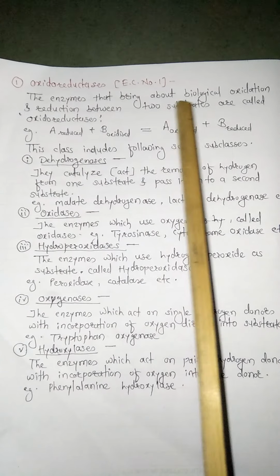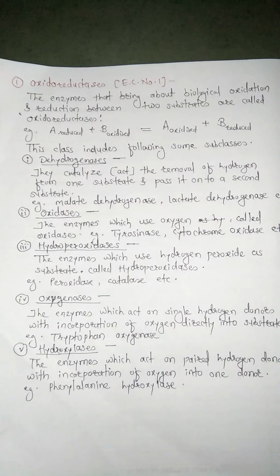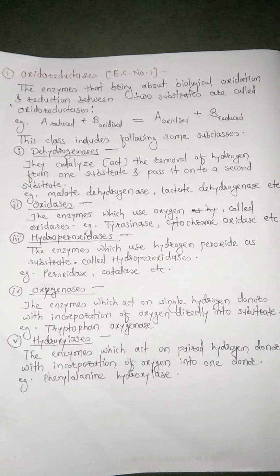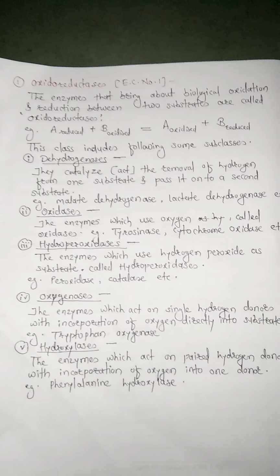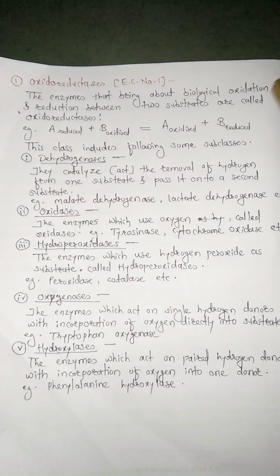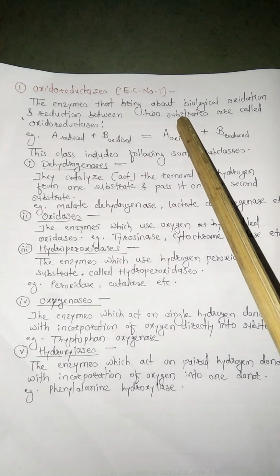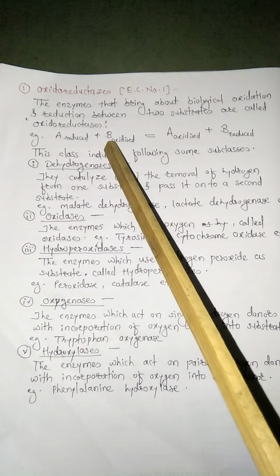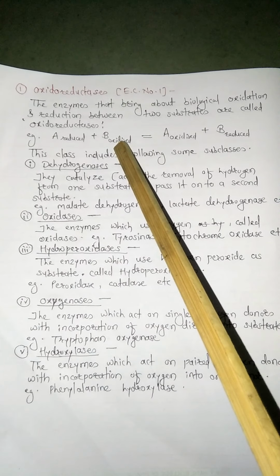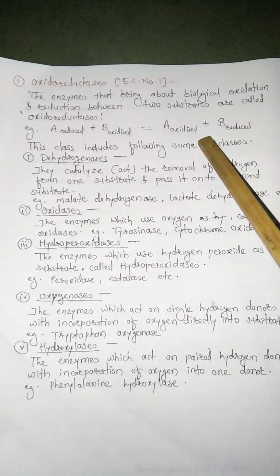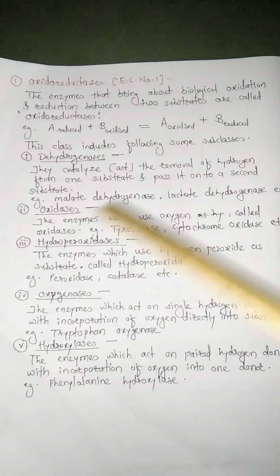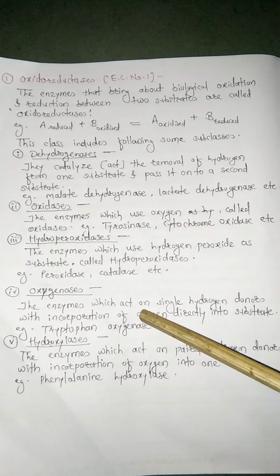On the basis of the name, oxidation as well as reduction take place. Here, the enzymes bring about biological oxidation as well as reduction between two substrates. That we call the oxidoreductase. For example, A and B are the two substrates, and in between these two, oxidation as well as reduction take place. Next, this class is again subdivided into the following subclasses, as I have shown here. One by one we will see them, which are simple.